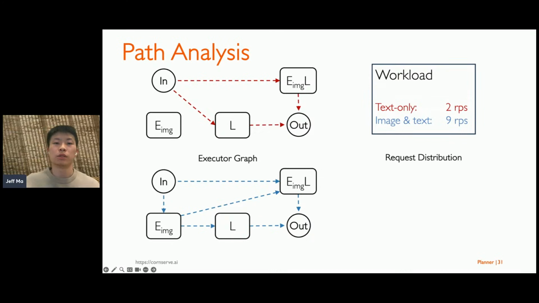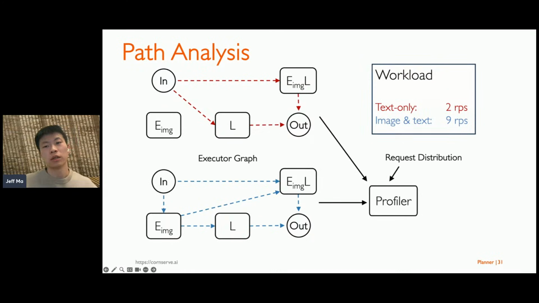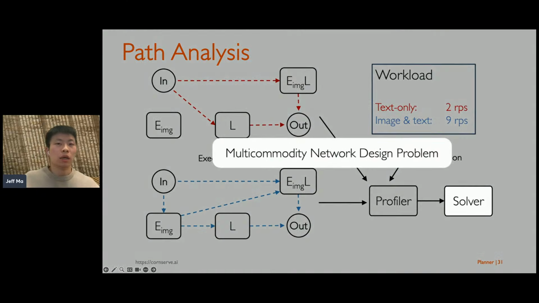Then all this information will be fed to the Cornserve profiler to profile the serving capacity of each component with each path. And our solver will figure out the optimal deployment plan for this model under this workload, such as how many replicas of each component are needed and which path a request should go through. And this problem is actually formulated as a multi-commodity network design problem. If you're interested, feel free to check out our paper.